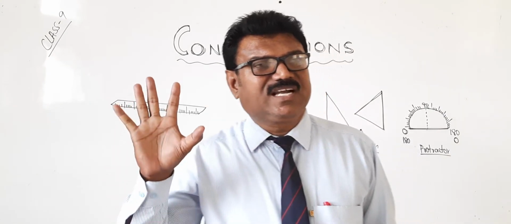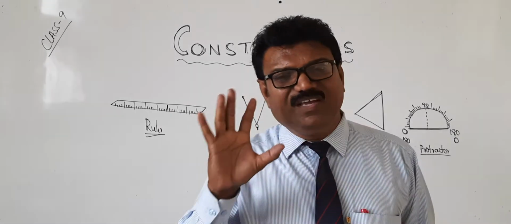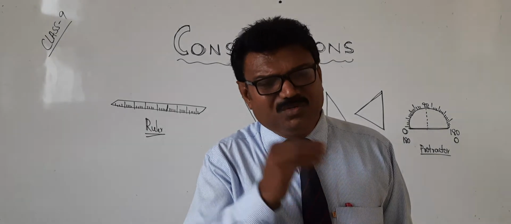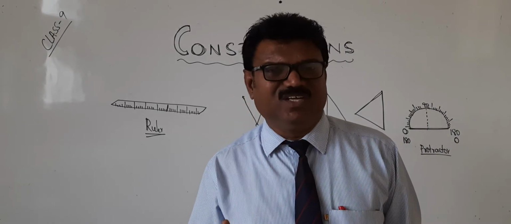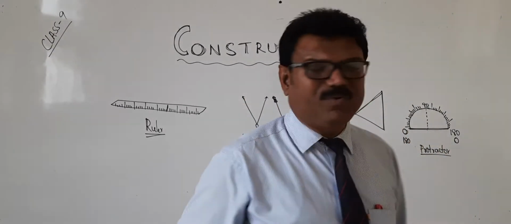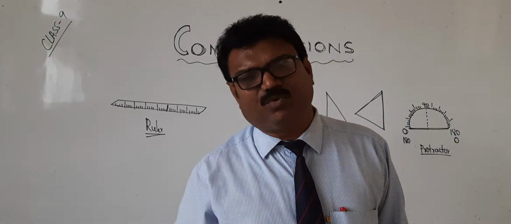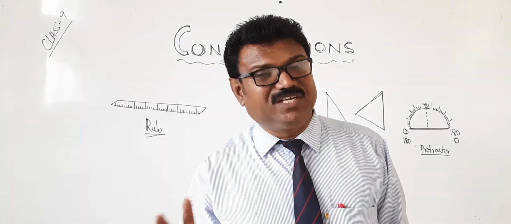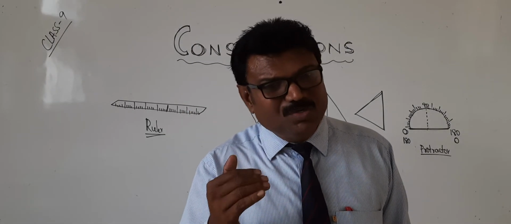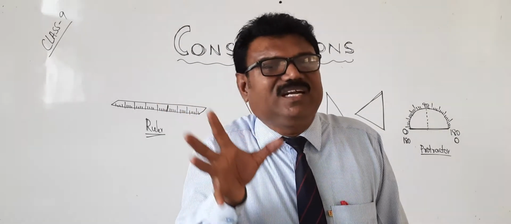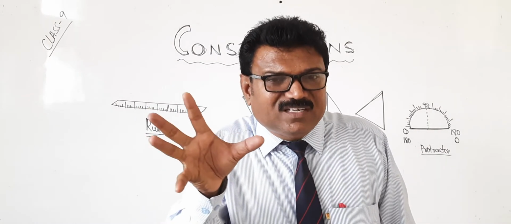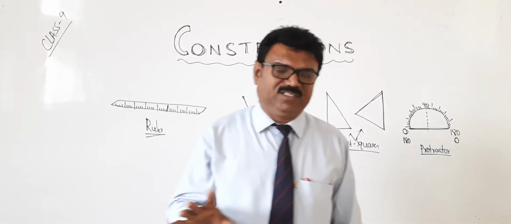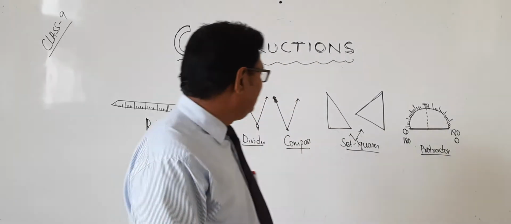How should we construct an angle? There are two important methods. One is directly using the protractor, but that is not called construction. So construction means you have to make that angle, you have to bring that angle, you have to show that given angle. Right? Now these are the tools.